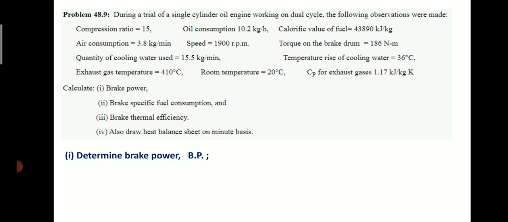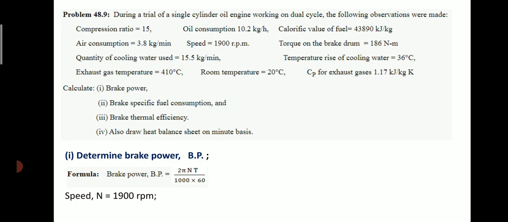After that, what has been asked to calculate: number 1 is brake power. After that, brake specific fuel consumption and brake thermal efficiency. Along with that, we have to draw the heat balance sheet on a minute basis. So the first parameter that we are going to calculate is the brake power. We have to determine the brake power. We know how to calculate the brake power. The formula for calculating the brake power is 2 pi N T upon 1000 into 60, where speed is N.